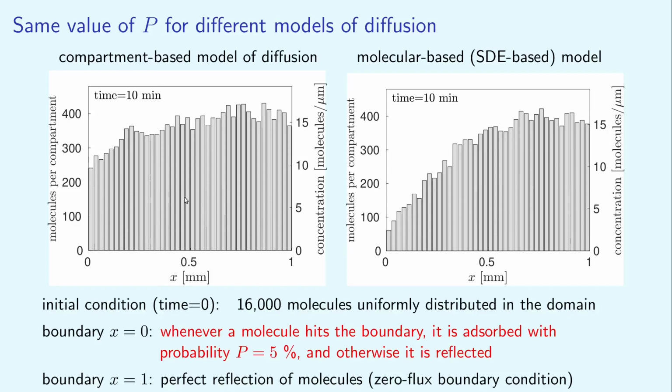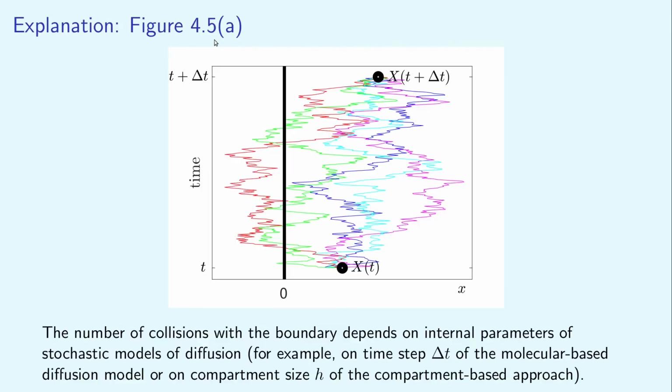The boundary condition at x equals 0 removes more molecules on the right than on the left. To explain the observed difference, we can use figure 4.5a, which shows the value of the position of the diffusing molecule at times t and t plus delta t. If we use these two values, then we can conclude that the molecule did not interact with the boundary x equals 0 during this time interval. On the other hand, if we decrease the time step, then the molecule could interact several times with the boundary.